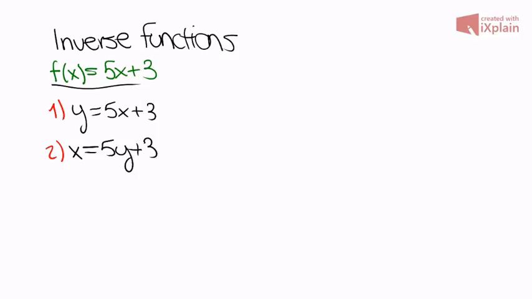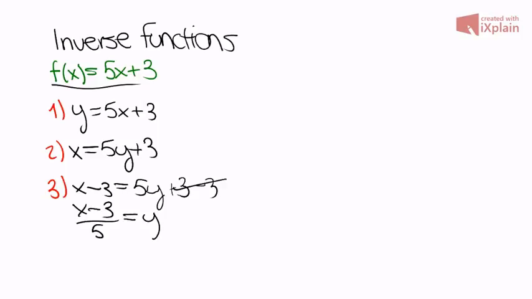Our third step is to isolate, as I said previously, the variable y, and this would be x minus 3 equal 5 times y plus 3 minus 3. So this way we're going to eliminate this 3. Now we're going to pass this 5 in a division. It will be x minus 3 over 5 equal to y.